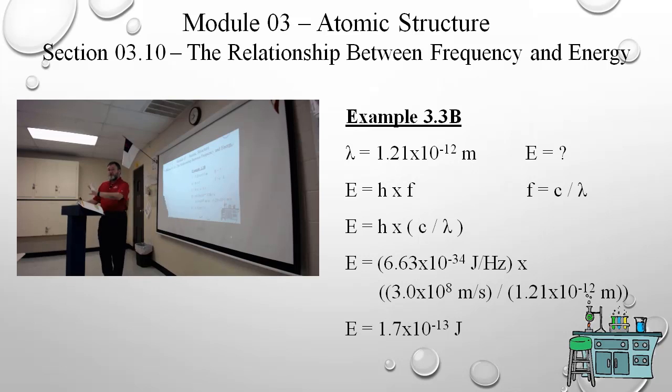If it's easier for you to think, okay, I'm going to solve for frequency, and then I'm going to solve for energy, that's fine. If you were to do it as a one-step method and plug in the variables that represent frequency and then solve it in one step, awesome. That's fine too. Ultimately, for example, 3.3, it's 1.7 times 10 to the negative 13th joules.